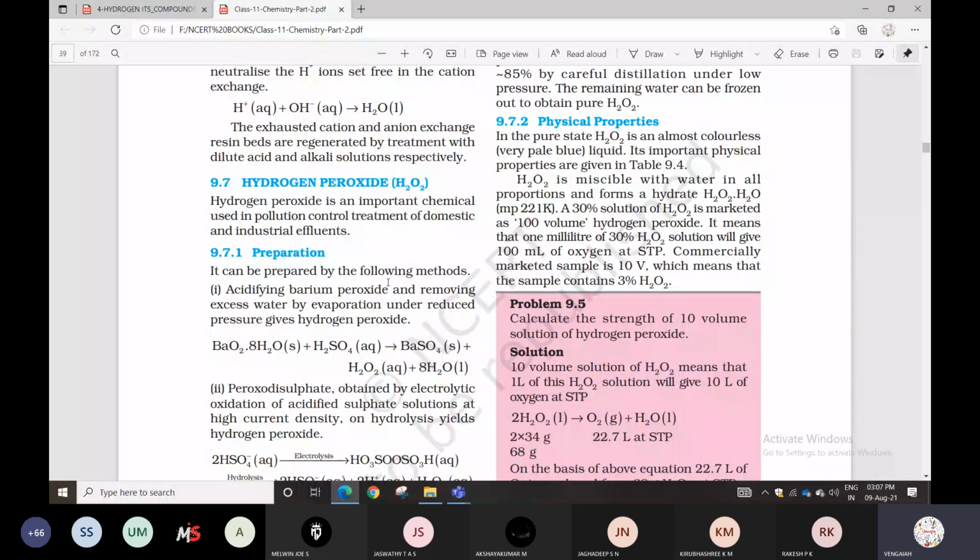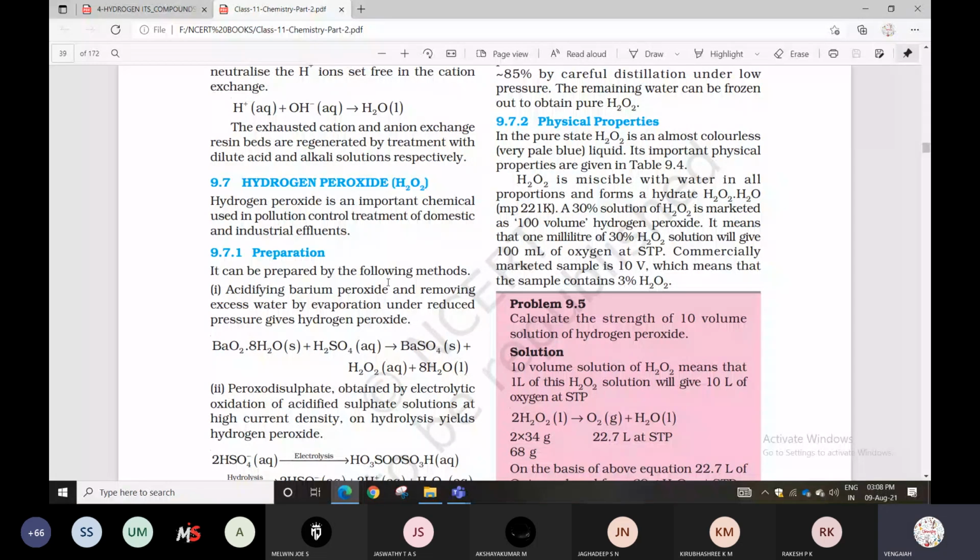Acidifying barium peroxide and removing excess water by evaporation under reduced pressure gives hydrogen peroxide. Acidified barium peroxide is nothing but barium peroxide. Look here, BaO2, that is barium peroxide, reacting with acid, we get barium sulfate plus hydrogen peroxide plus water.